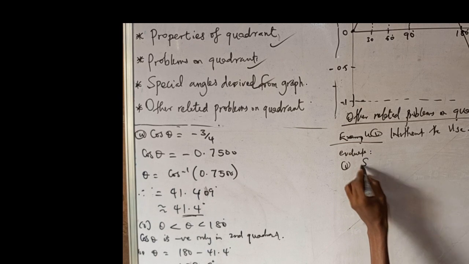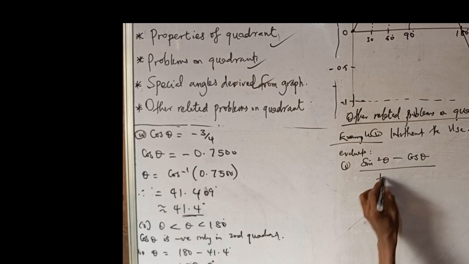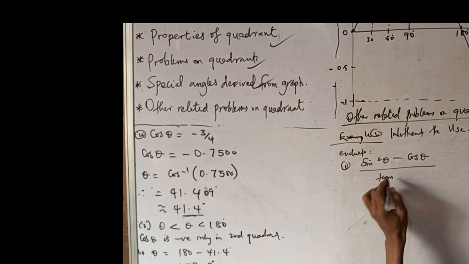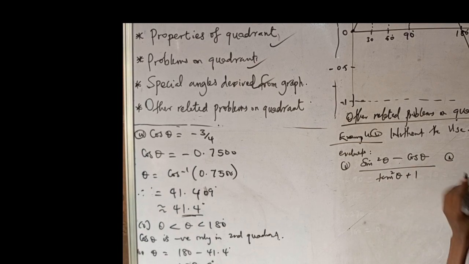1 over sine square theta minus cos theta over tan square theta minus 1, over cosec square theta plus cos theta over sec square theta minus cot theta.